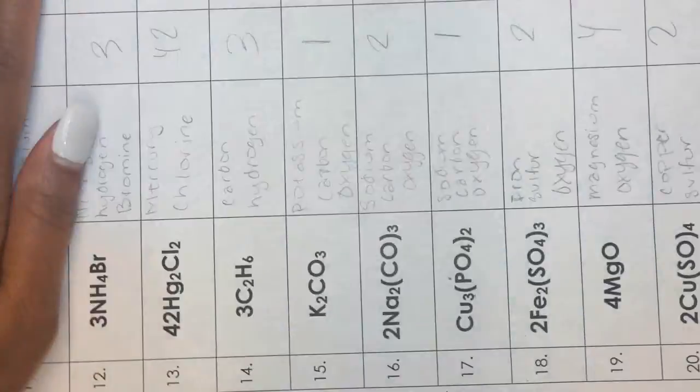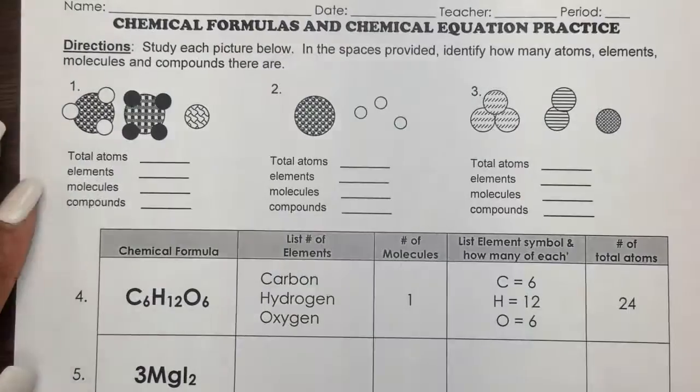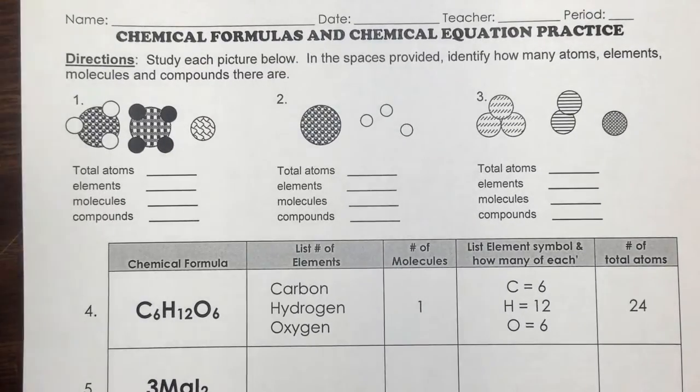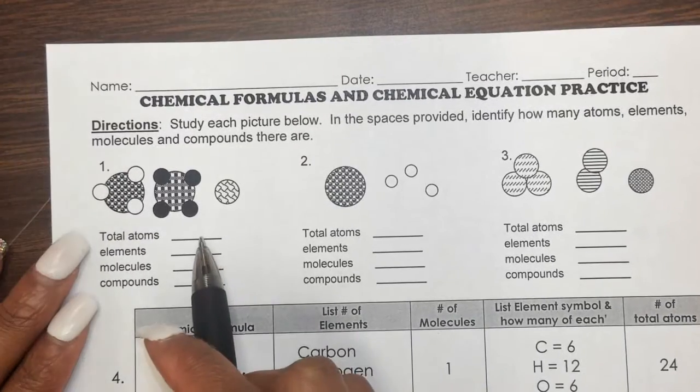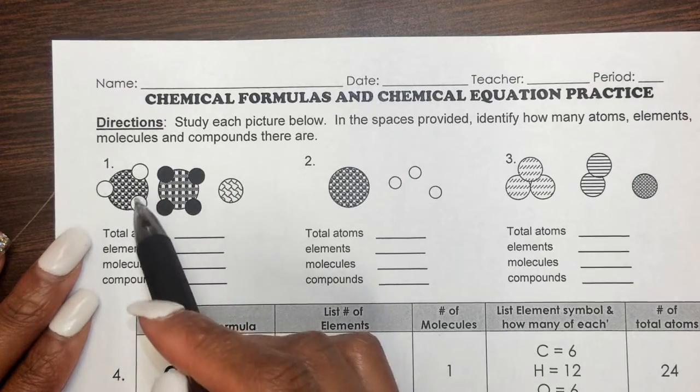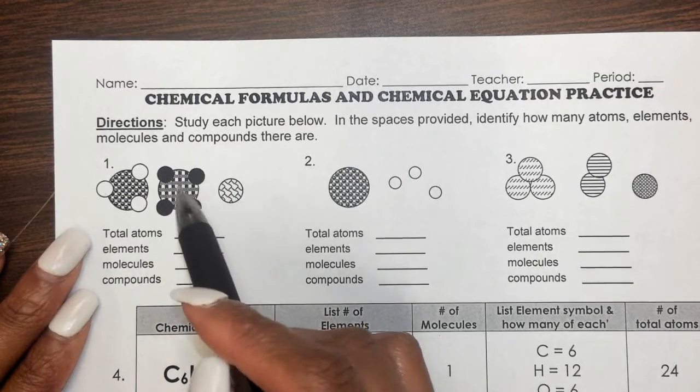The next thing that we did was this. Okay, so it was front and back, it was 20 of them. But today, you had to do this one. So once again, it was atoms, elements, molecules, and compounds. How many atoms? Now, they added this in. I have to count all of the circles. 1, 2, 3, 4, 5, 6, 7, 8, 9, 10.